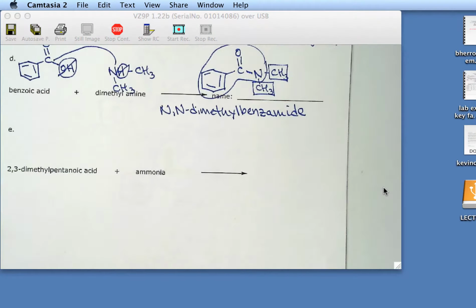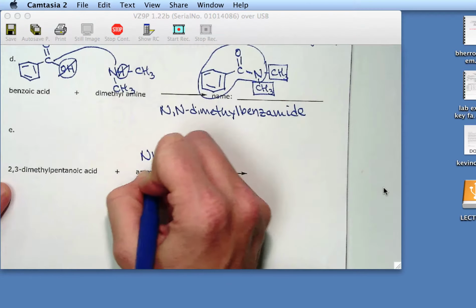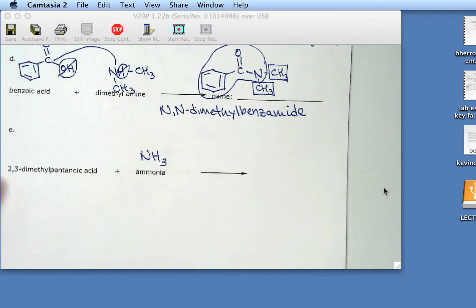All right. Does anybody know what the formula is for ammonia? It's NH3. Ammonium is NH4 plus. Yeah, which is a great review from Unit 2. Yes. Don't forget those polyatomic ions. You'll need them soon.